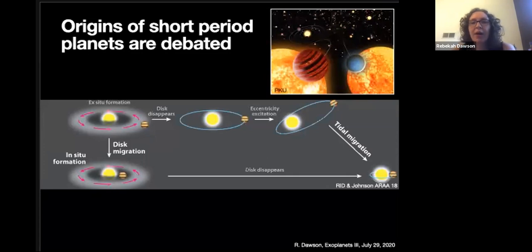So we'll now talk about how combining demographics with detailed individual architectures of particular systems is giving us some clues over which of these mechanisms are at work. And I'll first show you some evidence that there may be multiple of these channels at work in the origins of hot Jupiters. This first piece of evidence comes from whether hot Jupiters have other planets nearby in their system.